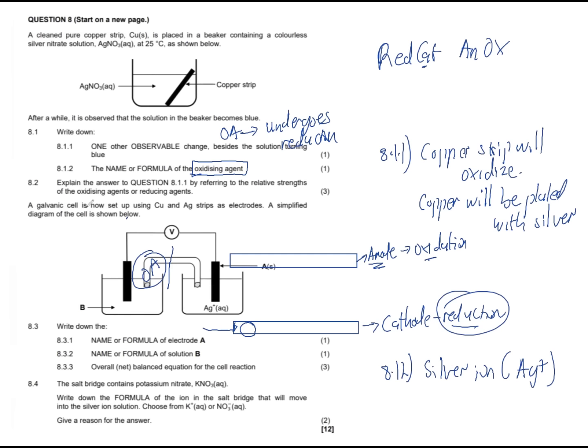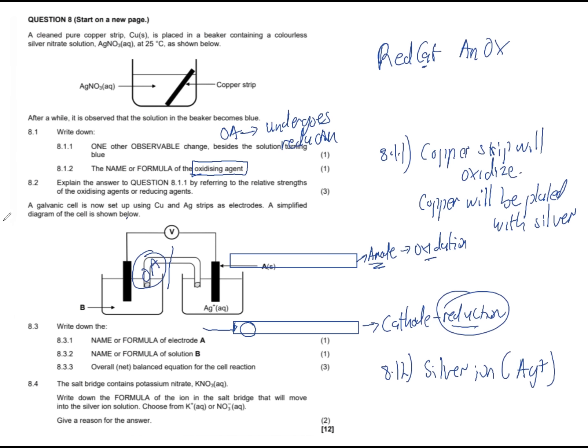Then in 8.2, they are now saying, explain the answer to question 8.1.1 by referring to the relative strengths of the oxidizing agents or the reducing agents, right? So, okay, this is how you're going to put it. So this is just a matter of telling us here.